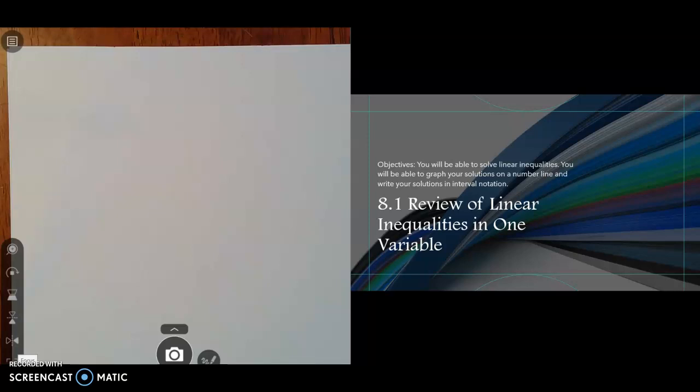Hi, welcome to section 8.1, Review of Linear Inequalities in One Variable. Hopefully by the end of this, you all will be able to solve linear inequalities, graph your solutions on a number line, and write those solutions in interval notation.